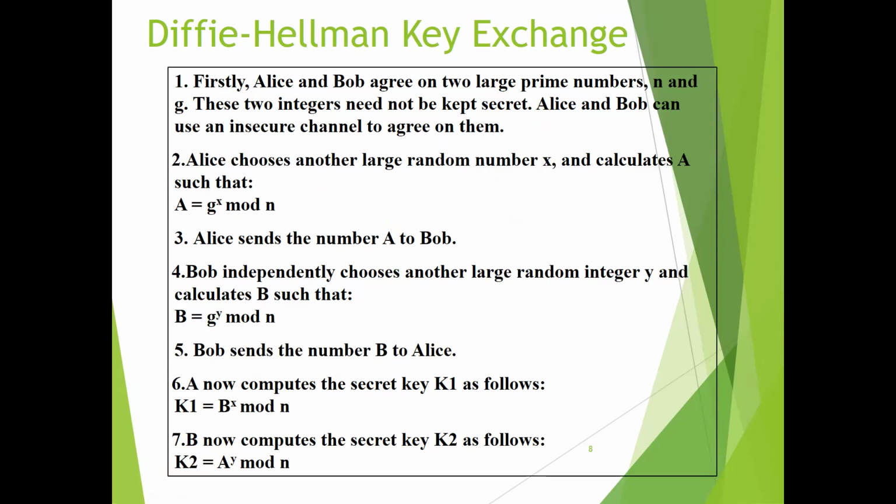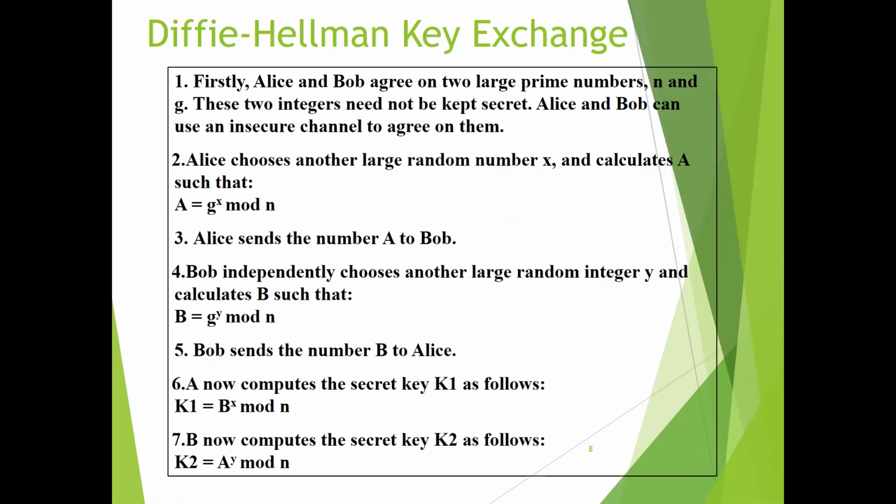These two numbers need not be kept secret, and Alice and Bob can use the internet to transfer these two integers. The second step is Alice will choose another large prime number, that is x, and she will calculate A in such a way that A will be equal to g to the power x mod n. Once this A is calculated, Alice is going to send the number A to Bob.